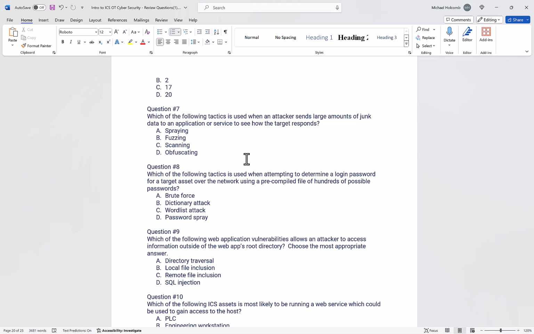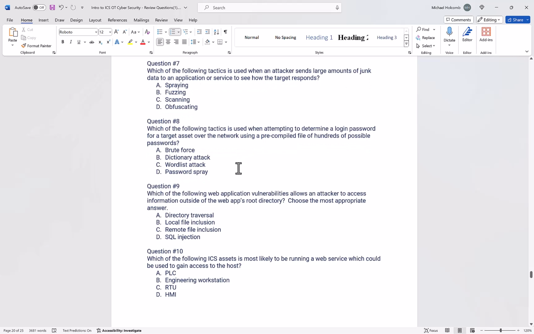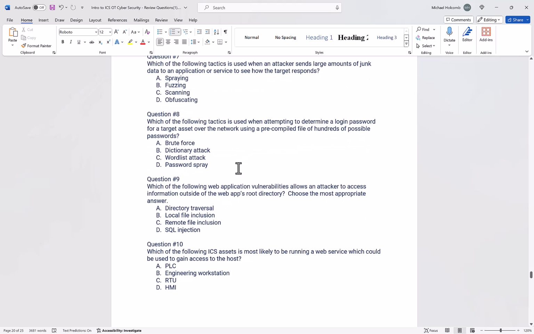Question 9: which of the following web application vulnerabilities allows an attacker to access information outside of the web app's root directory? Choose the most appropriate answer. We didn't cover this in the unit, so I think I need to go update some of these questions. I feel bad. I think I wrote these questions before I actually finished the unit, honestly. So this is not fair if you don't come from an IT, typically pen test, background.